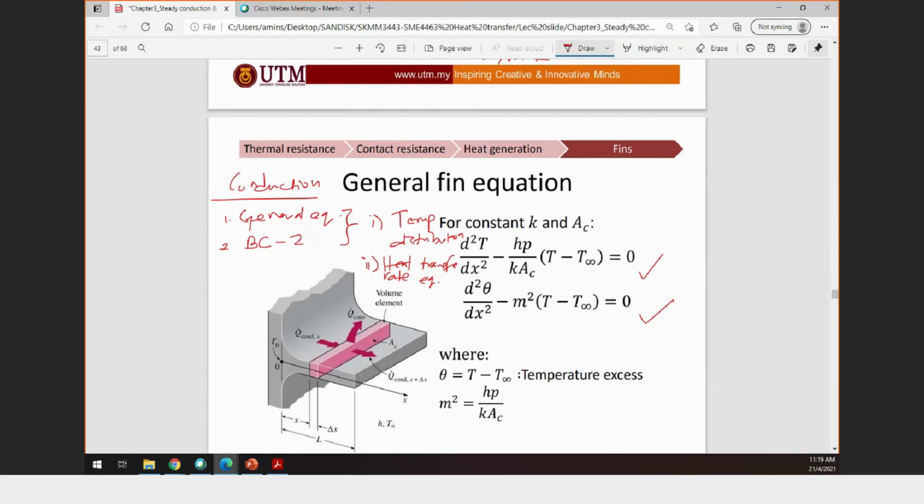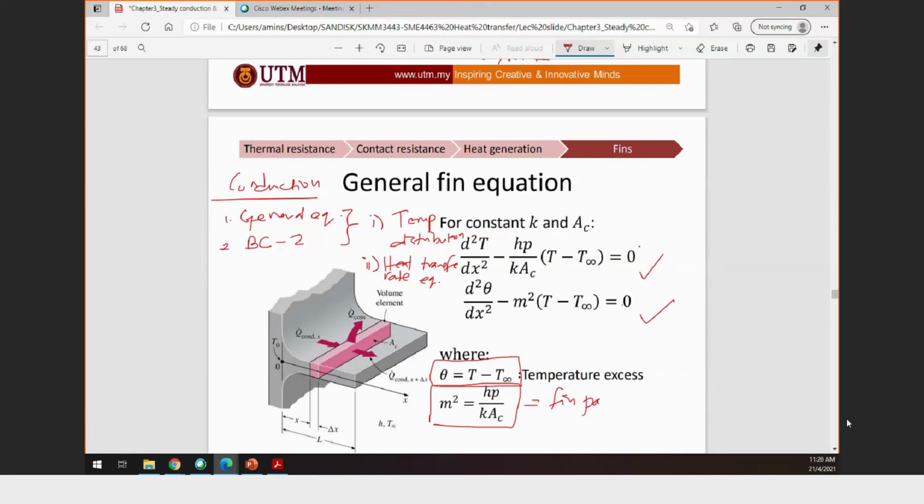And from the first equation to the second equation, we change theta to be the temperature difference between the instantaneous temperature and the T surrounding temperature. And this term we transform into a simplified form named M. So what is M? Some books call it a fin parameter.